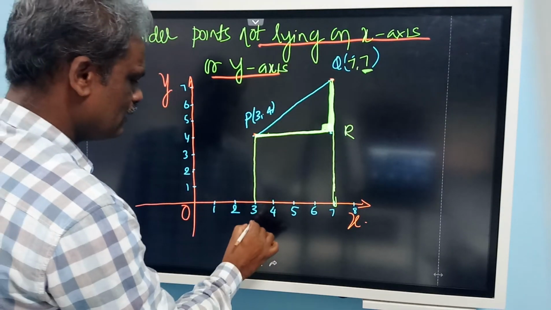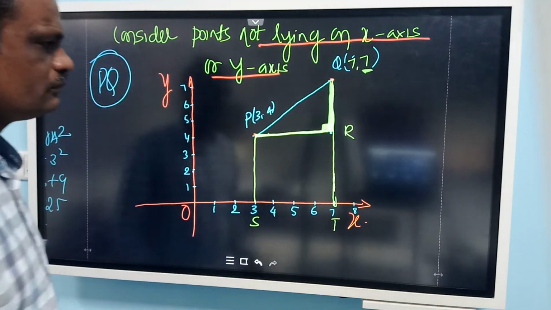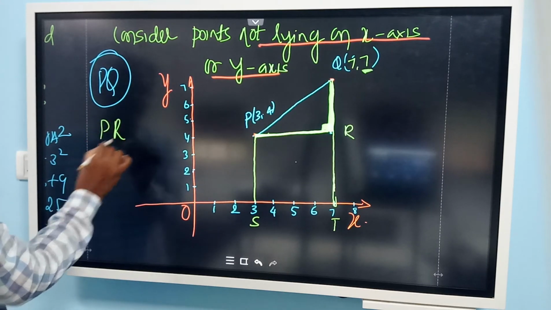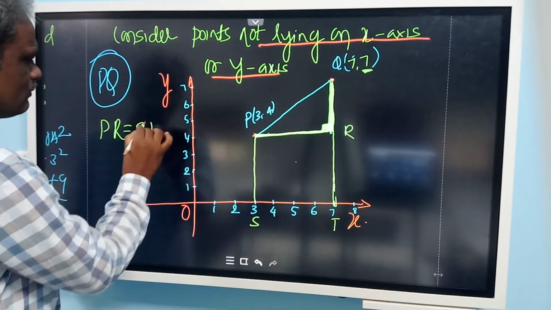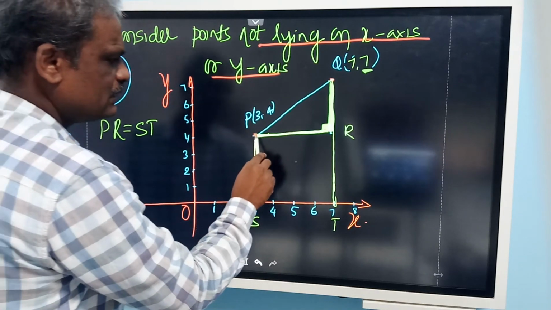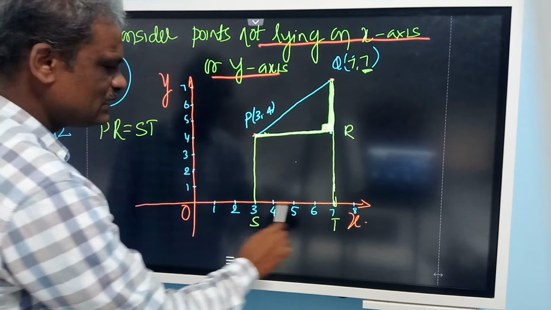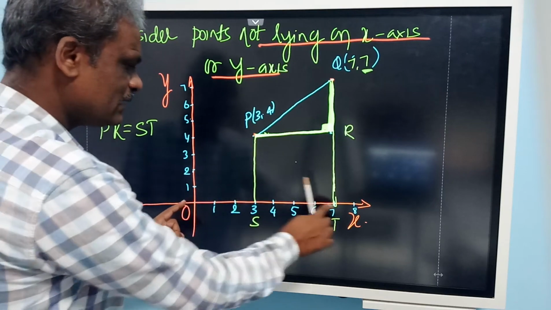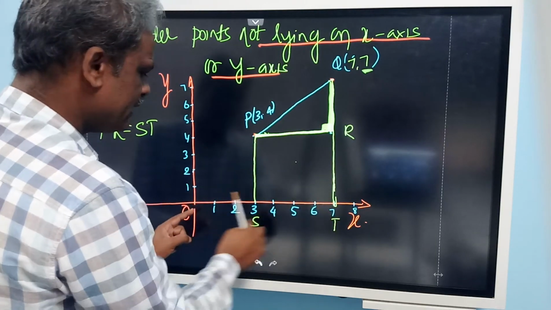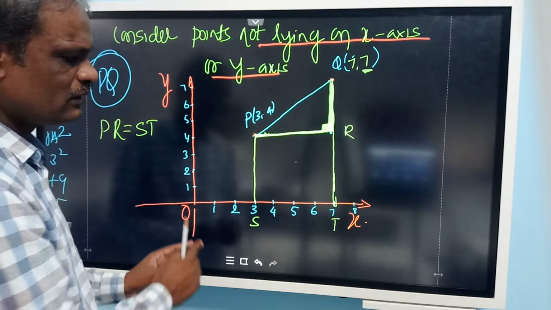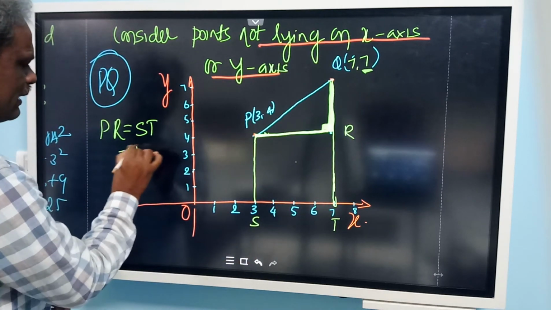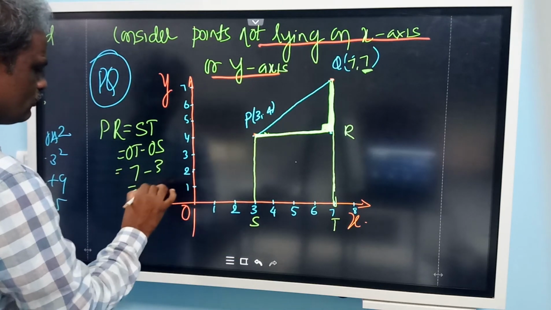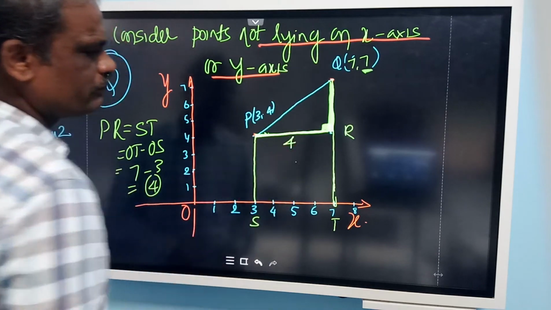I will call this as S, this one as T. Tell me what is the distance PR? PR is same as ST. ST can be calculated as, already I told, the points are on x-axis only. This distance is OT minus OS. OT is 7, OS is 3. So 4 units. So you got this is 4 units.